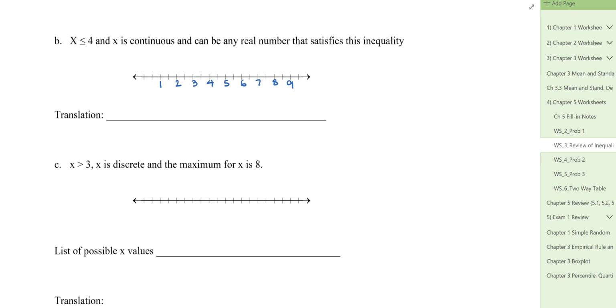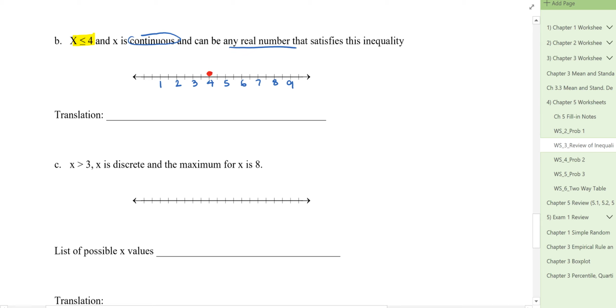Okay, for problem B, x is less than or equal to 4. Note that x is continuous and can be any real number that satisfies the inequality. Continuous meaning that between any two numbers there's another number. So let's graph them. Less than or equal to 4, meaning that I'm going to be including 4 in my answer.